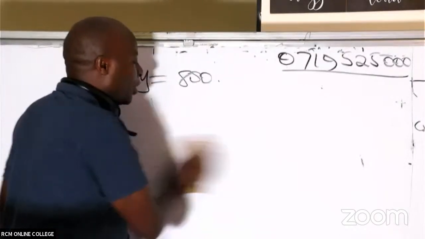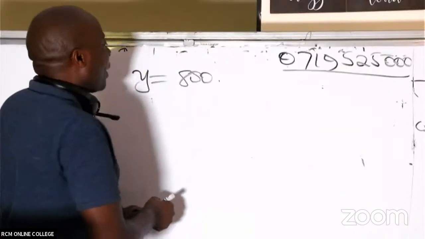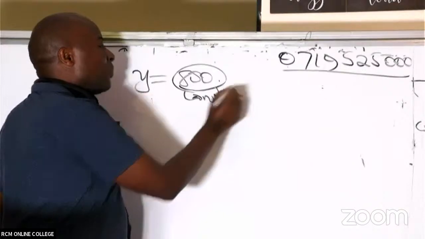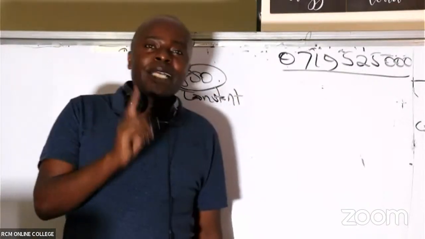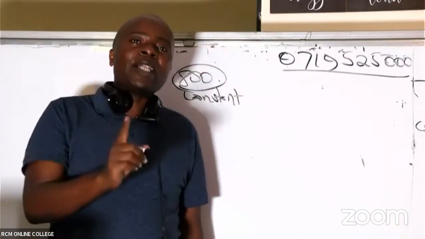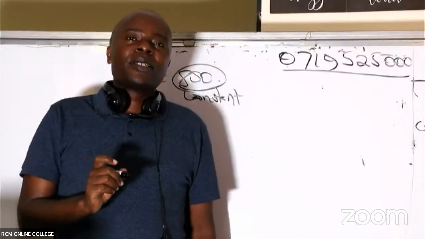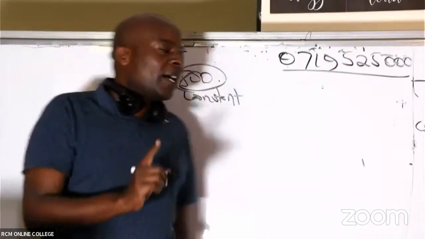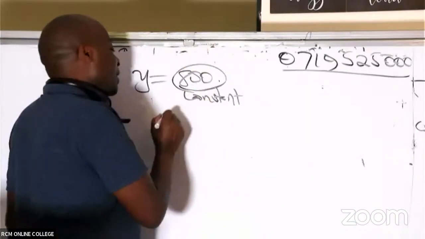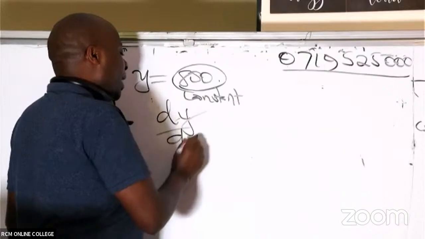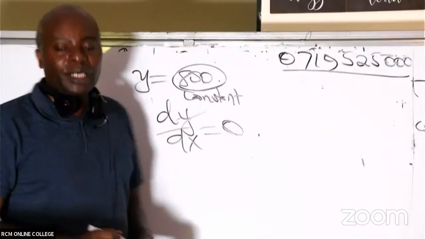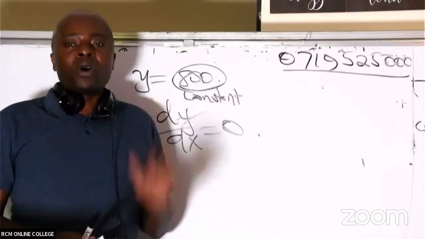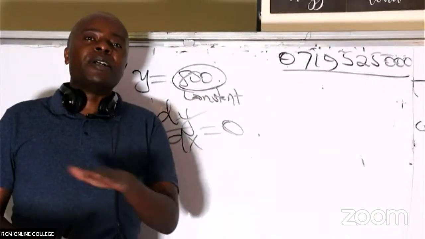That this, that doesn't have x, is known as a constant. And constants, whenever they are differentiated, they disappear. You cram it that way. Constants, whenever they are differentiated like this, dy dx, they always disappear.